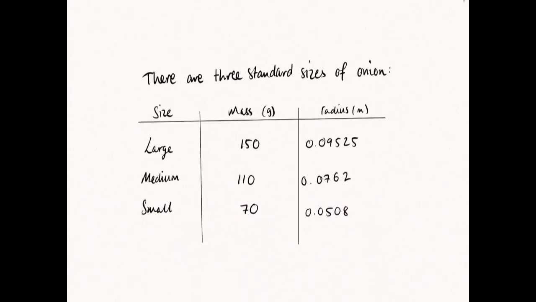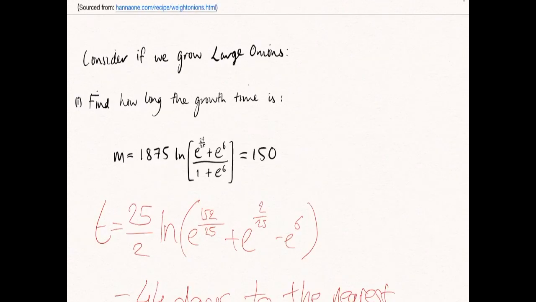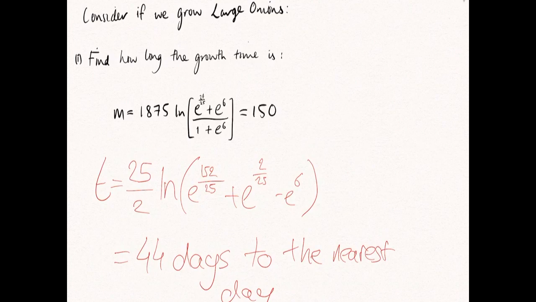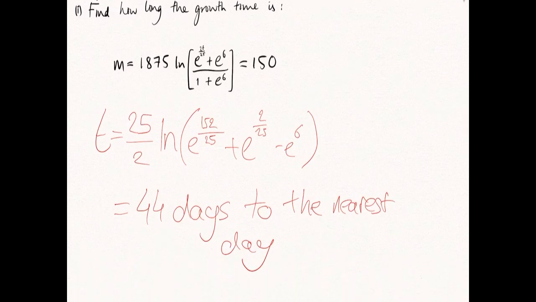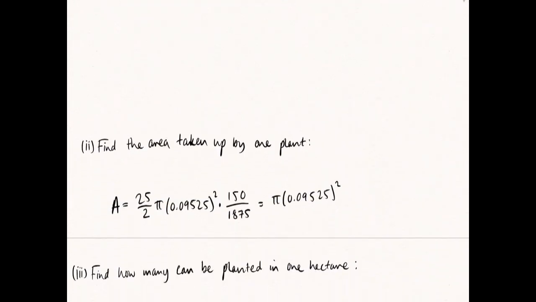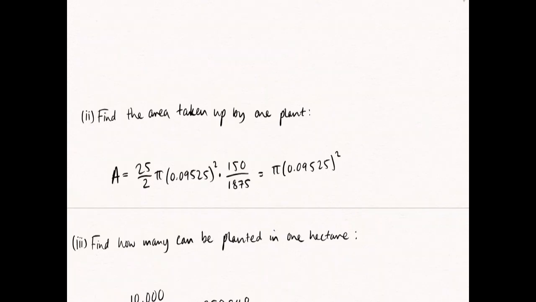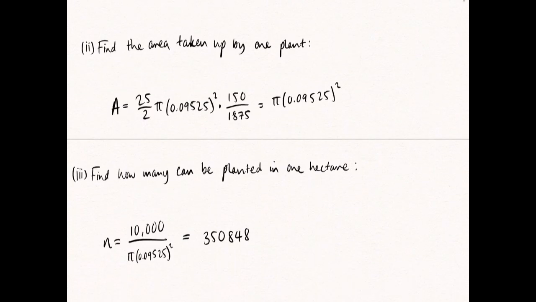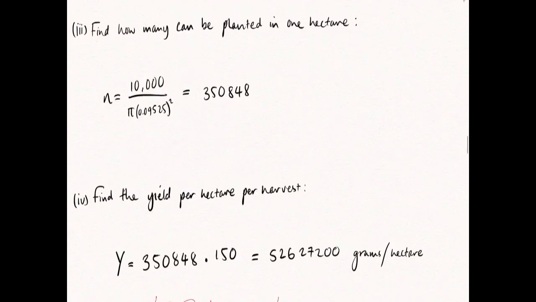So here we have the masses for a large, medium and small onion with the radii next to them. Using the equation for mass from earlier, you can rearrange to find T, which is 44 days to the nearest day for a large onion. Using the area equation from previous as well, you can work out how many onions can fit in a field of 1 hectare.